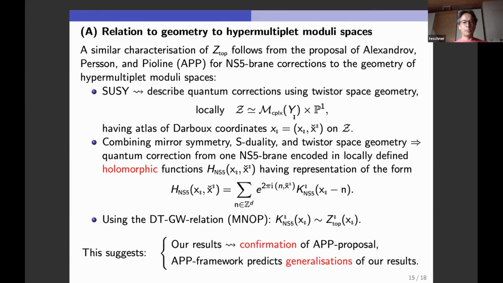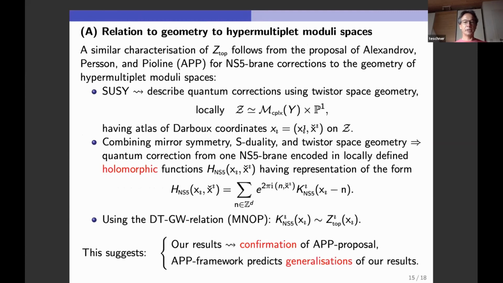What they have proposed is a geometric scheme for NS5 brane corrections to the geometry of hypermultiplet moduli spaces. And the point is they have come up with something which is very similar, and I believe essentially, at least in the example we're looking at, identical or equivalent to what we're proposing here.